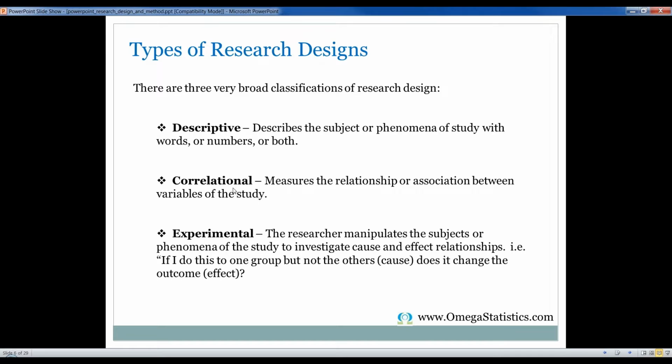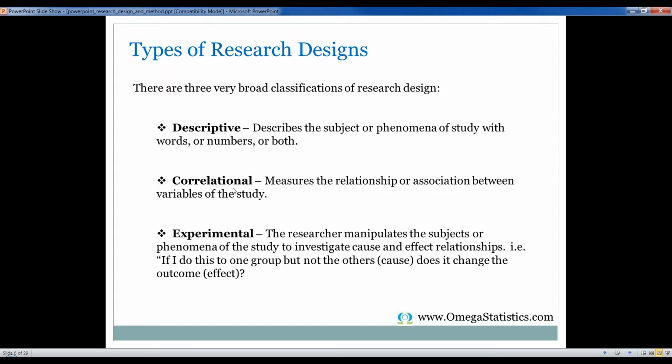Basically, now, it's an overview today, okay? So there's probably many, many designs I'm not going to cover. I'm not even going to mention, but there are basically three types of research designs. There's a descriptive design, and it's basically what it is. It describes the subject or the phenomena with words, numbers, both.